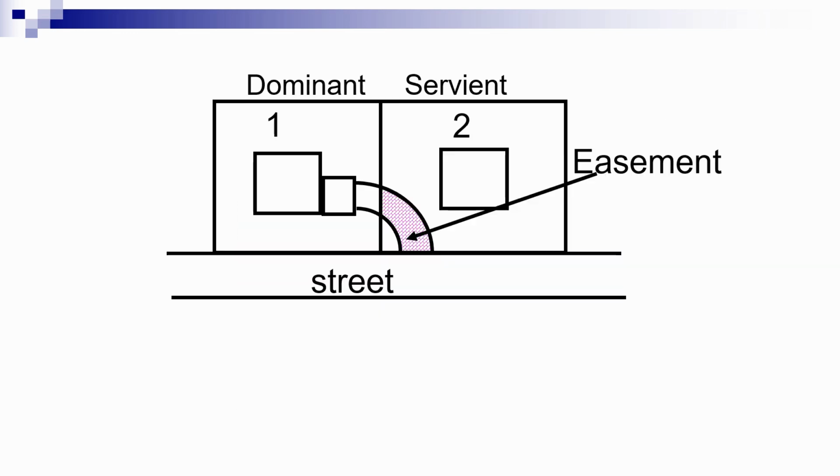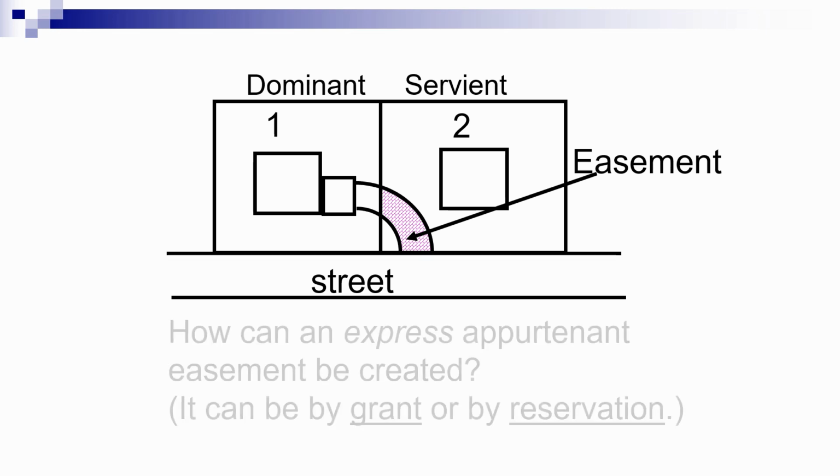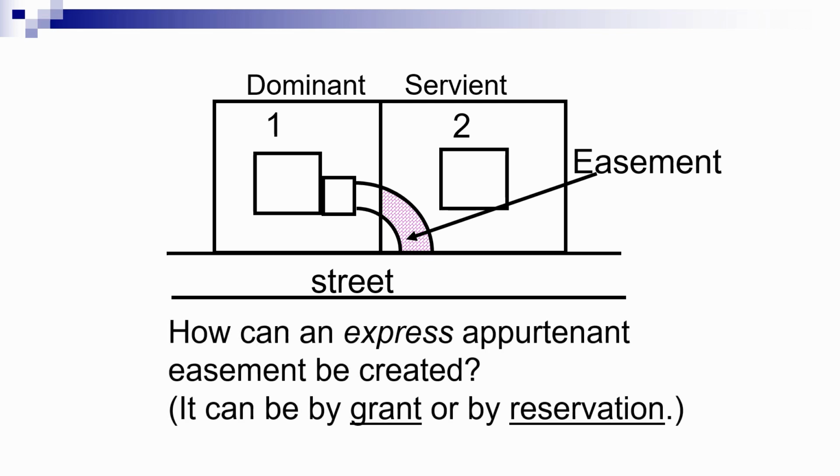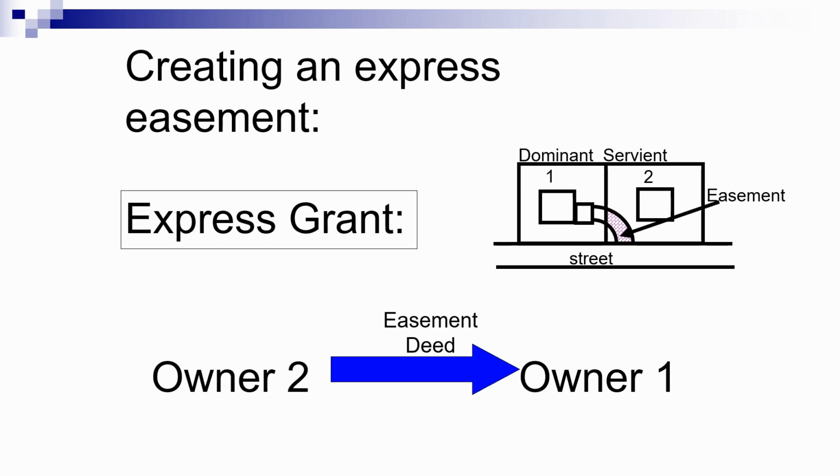To illustrate how an express easement works, let's take this little example. Owner 1 and owner 2 live side by side, and owner 1 has a garage beside his house and would like to have a driveway that runs over the corner of lot number 2 in order to get owner 1's car into and out of the driveway. So we need an easement created for owner 1. Now that would be an express easement, that is, it's going to be created by words, and as we'll see, it can be created either by a grant or by a reservation. Let's begin with a grant.